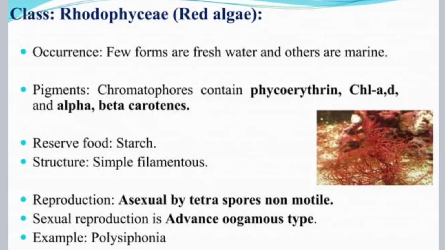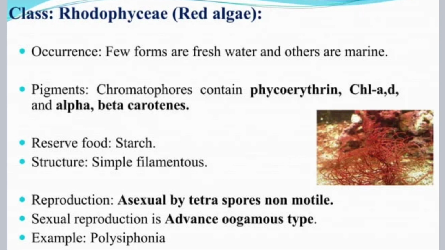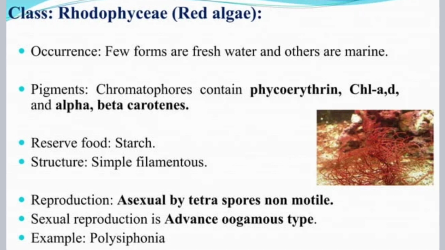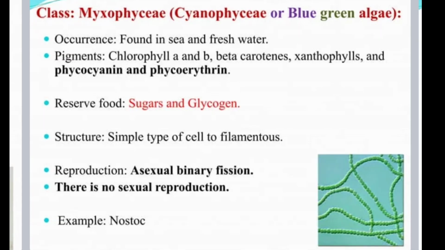Rhodophyceae, red algae. Occurrence: some are freshwater and others are marine. Pigments: chromatophores contain phycoerythrin, alpha and beta carotenes, chlorophyll A and B. Reserve food is starch. Structure: simple filamentous. Reproduction: asexual by tetraspores and they are non-motile. Sexual reproduction by oogamy. Example: Polysiphonia.